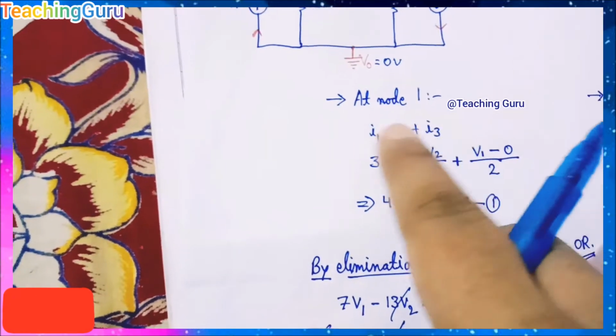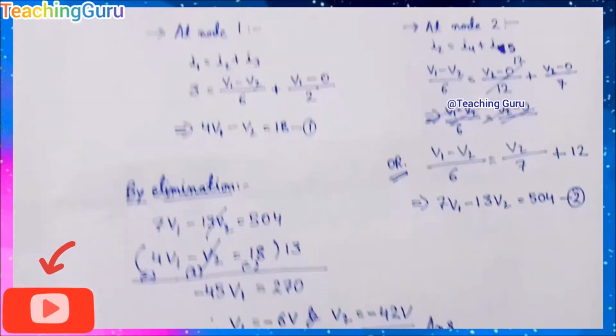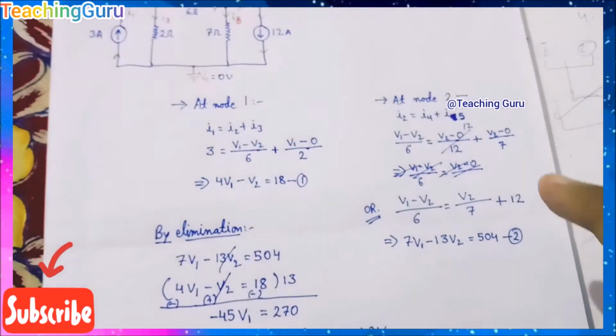At node 1 and node 2, we applied Kirchhoff's law, and we converted those equations into voltage form. Okay, that is the answer.